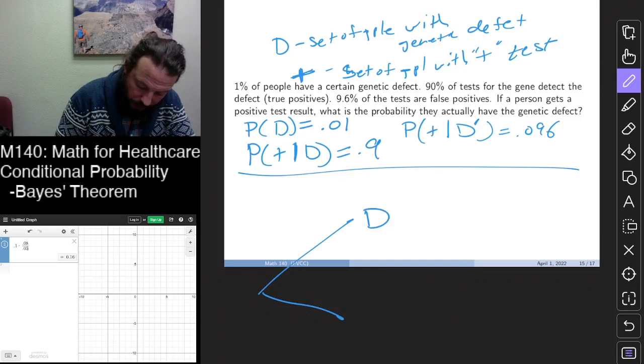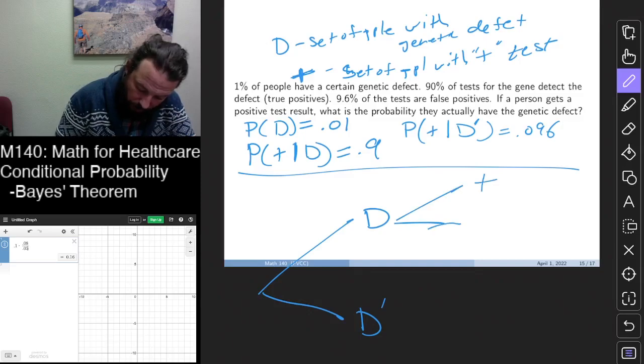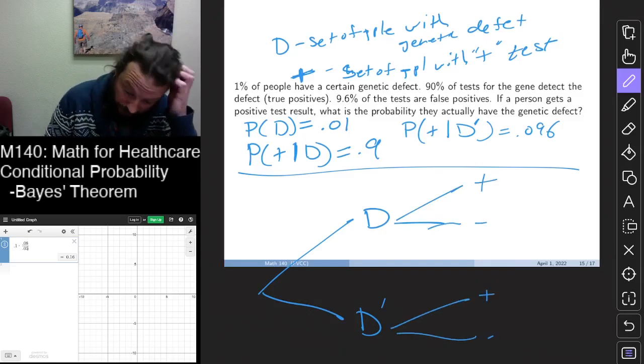You either have the disease or the defect or you do not. Then you either test positive or you do not. All right. Now let's put in our probabilities.